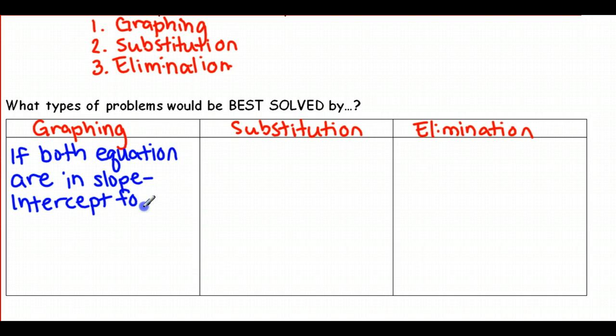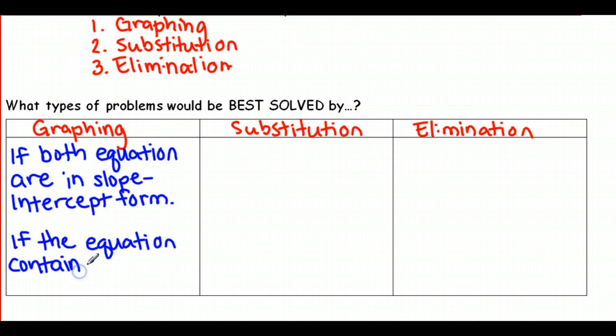Another time that you would want to use graphing is if you're given a problem with decimals. If the equation contains decimals. And honestly, you wouldn't graph by hand if it contained decimals. You would use your calculator to graph.